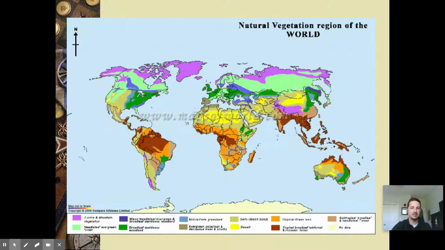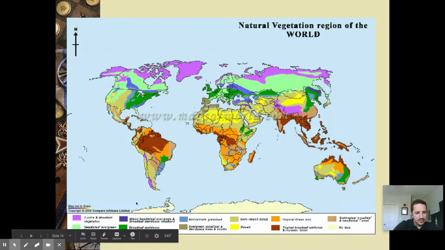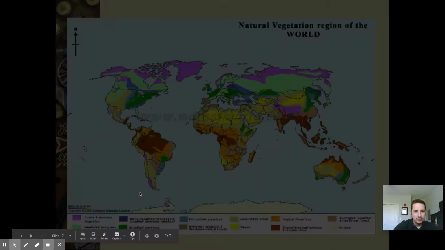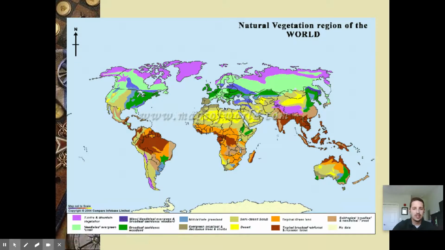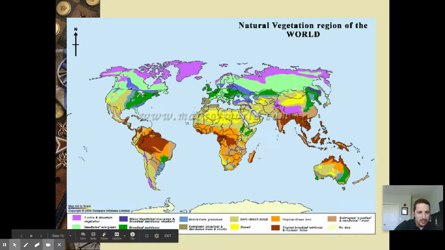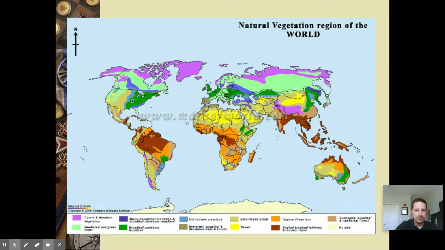Natural vegetation. Let's see what we got here. Oops, I scrolled one too far. So this is just talking about what kind of vegetation grows where. Got some deciduous woodlands over here. Got some tropical rainforest right here with the burgundy color, all around the equator. So there you go. That just shows you what kind of natural vegetation grows where.